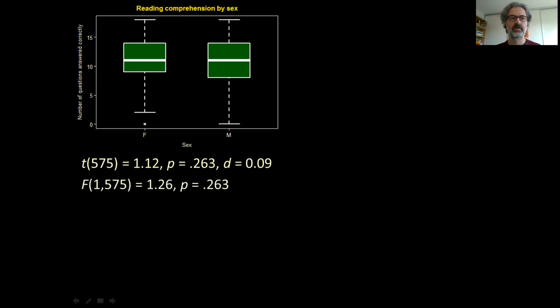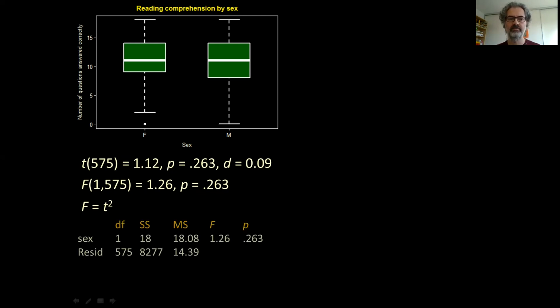If we run the F-test in a one-way ANOVA, we get, of course, the same p-value, and indeed the F value that we get is equal to the square of the t value. So sex does not seem to affect reading comprehension if analyzed in these ways that are already familiar to us. This is the ANOVA table showing the sums of squares and mean squares.